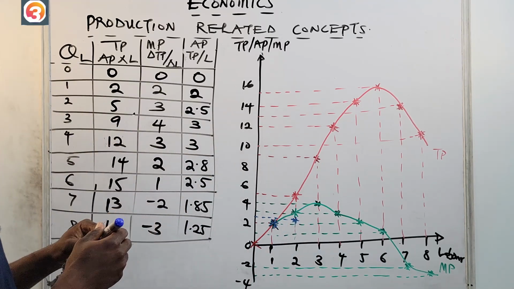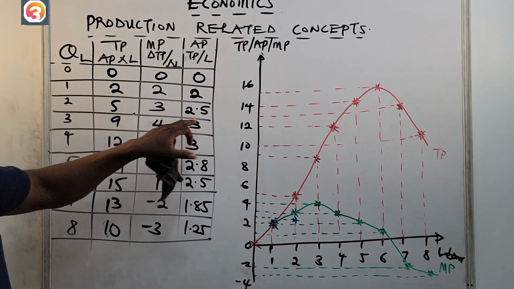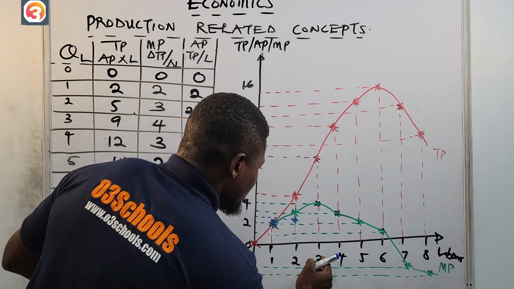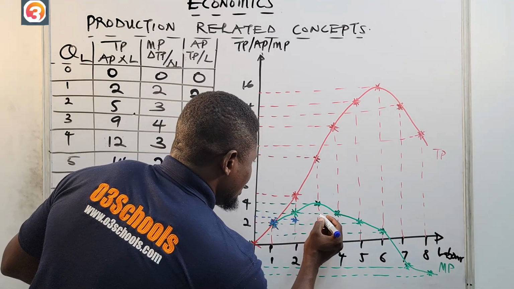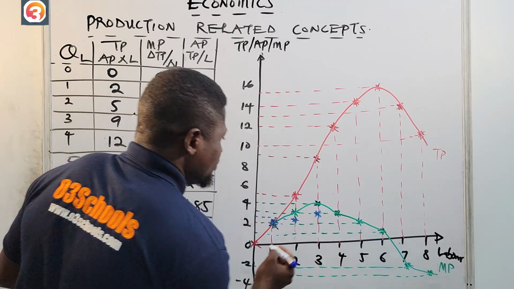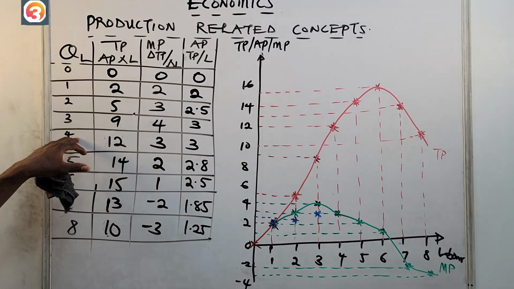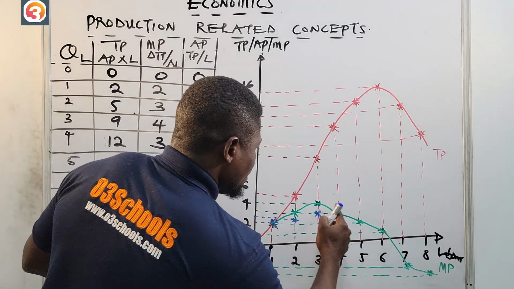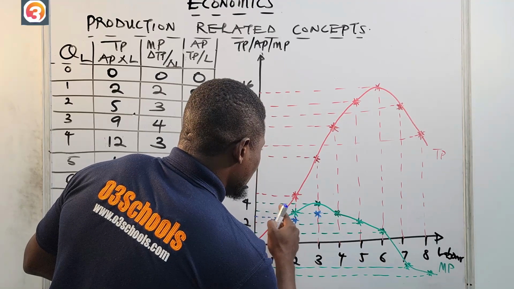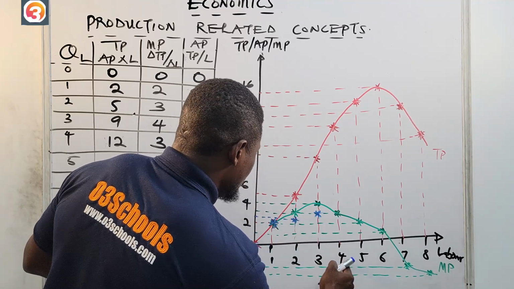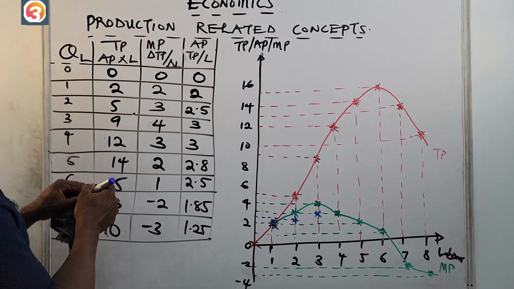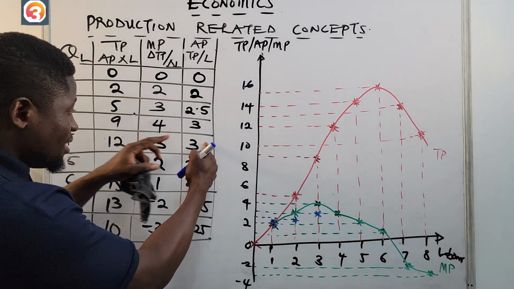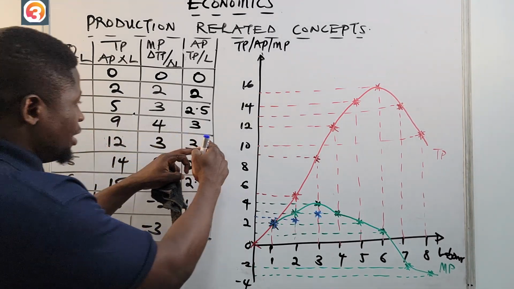Okay, are we clear? Now, when it was 3, AP was 3. Where's our 3? This is our 3 here. Okay, so we mark. Now, when labor was 4, it was 3 again. When it was 4, it was still 3. Look at our 4 here. When labor was 4, AP was 3.